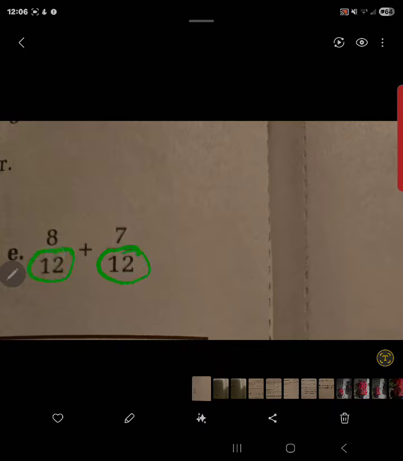Okay, so the first thing we're going to do is go ahead and write down that 12 as the denominator. We're going to do that first just to simplify our lives just a little bit. Then all we do is add the numerators. 8 plus 7 is what? 8 plus 7 is 15. All right, so far we have 15 over 12.